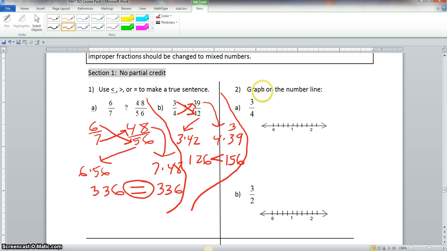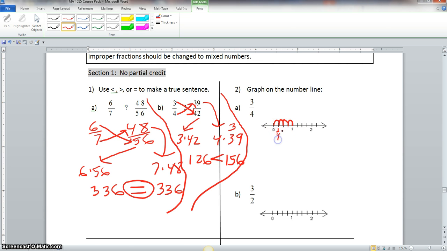Now we come here to problem 2. It says graph on the number line. Now this is how I told you all to do it. Start at 0 and we start counting. We go from 0 to 1. We have 1, 2, 3, 4. From 0 to 1 is 4 places. So all of these here would be 1/4.